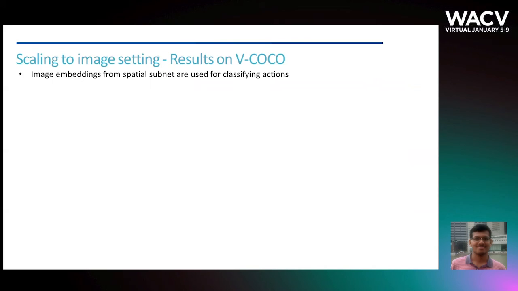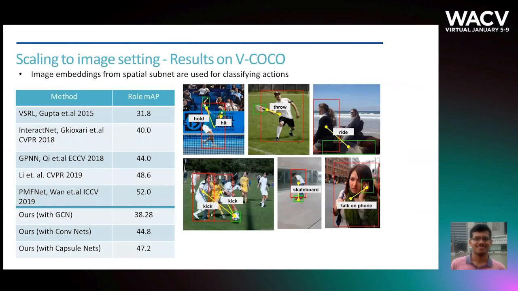Although our pipeline is designed primarily for HOI detection in videos, we extend our model for HOI detection in images by using embeddings from the spatial subnet directly for classifying action labels. While using the capsule network formulation of the spatial subnet, we achieve comparable performance with a role map score of 47.2.